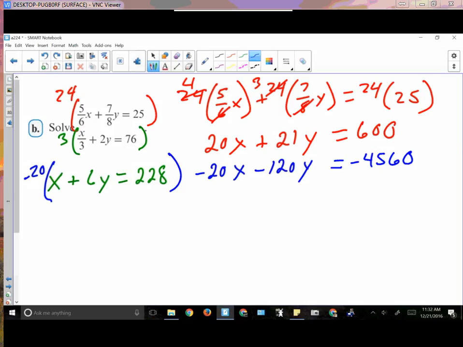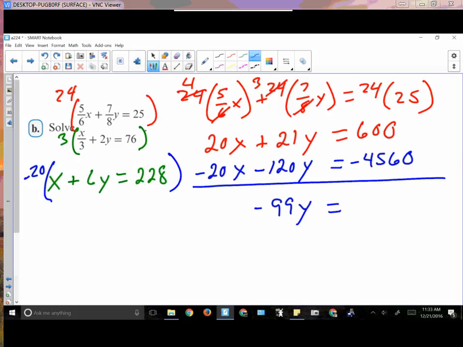4560, right? So I double 8, that goes to 16, double the 2, goes to 4, plus 1 more is a 5, double the other 2. So now, this cancels with this. So when I take care of this, that means I end up with negative 99y, yes?